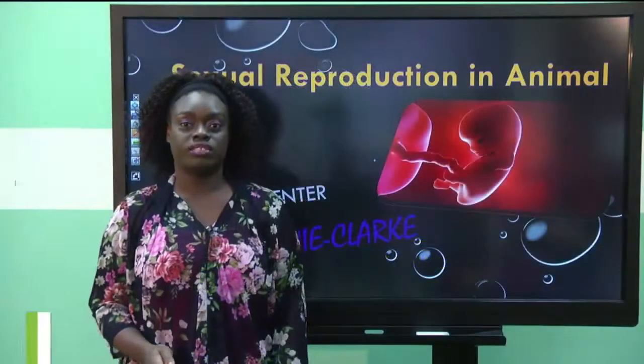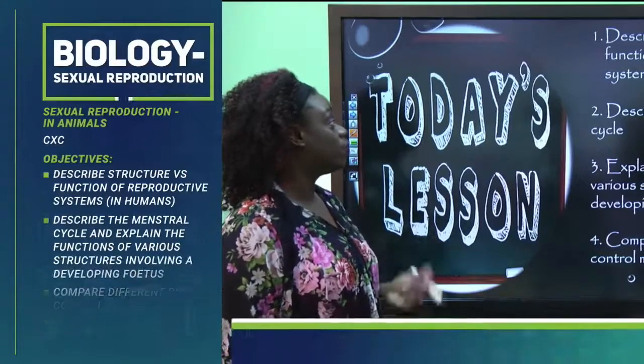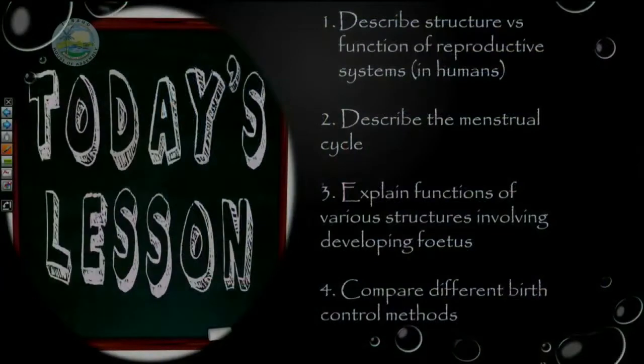So let's look at our objectives for today. We would like you to be able to describe the structure and function of reproductive systems in humans, describe the menstrual cycle, explain functions of various structures involving the developing fetus, and finally compare different birth control methods.